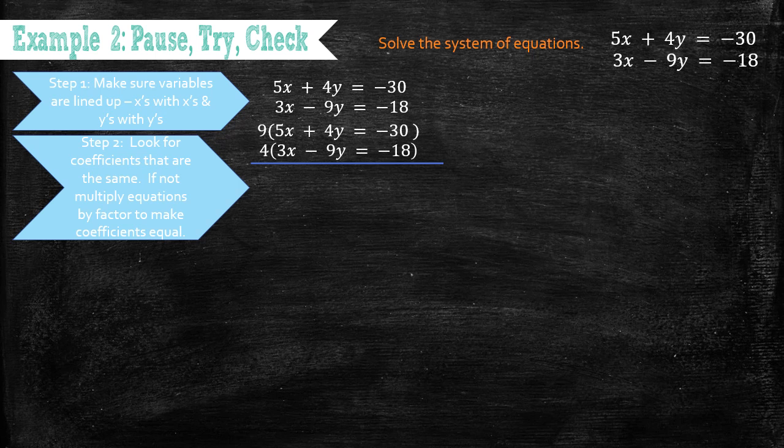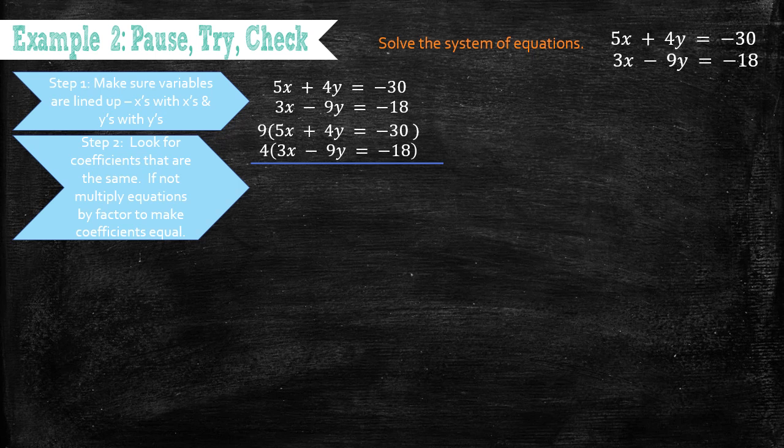Now, I chose to eliminate my y's because one of my y's is positive and one of them is negative, and we always need that to happen. They need to be the same number. One needs to be positive, one needs to be negative, so that they will eliminate. So I chose my y's, and I just multiplied the top equation by 9 and the bottom equation by 4.